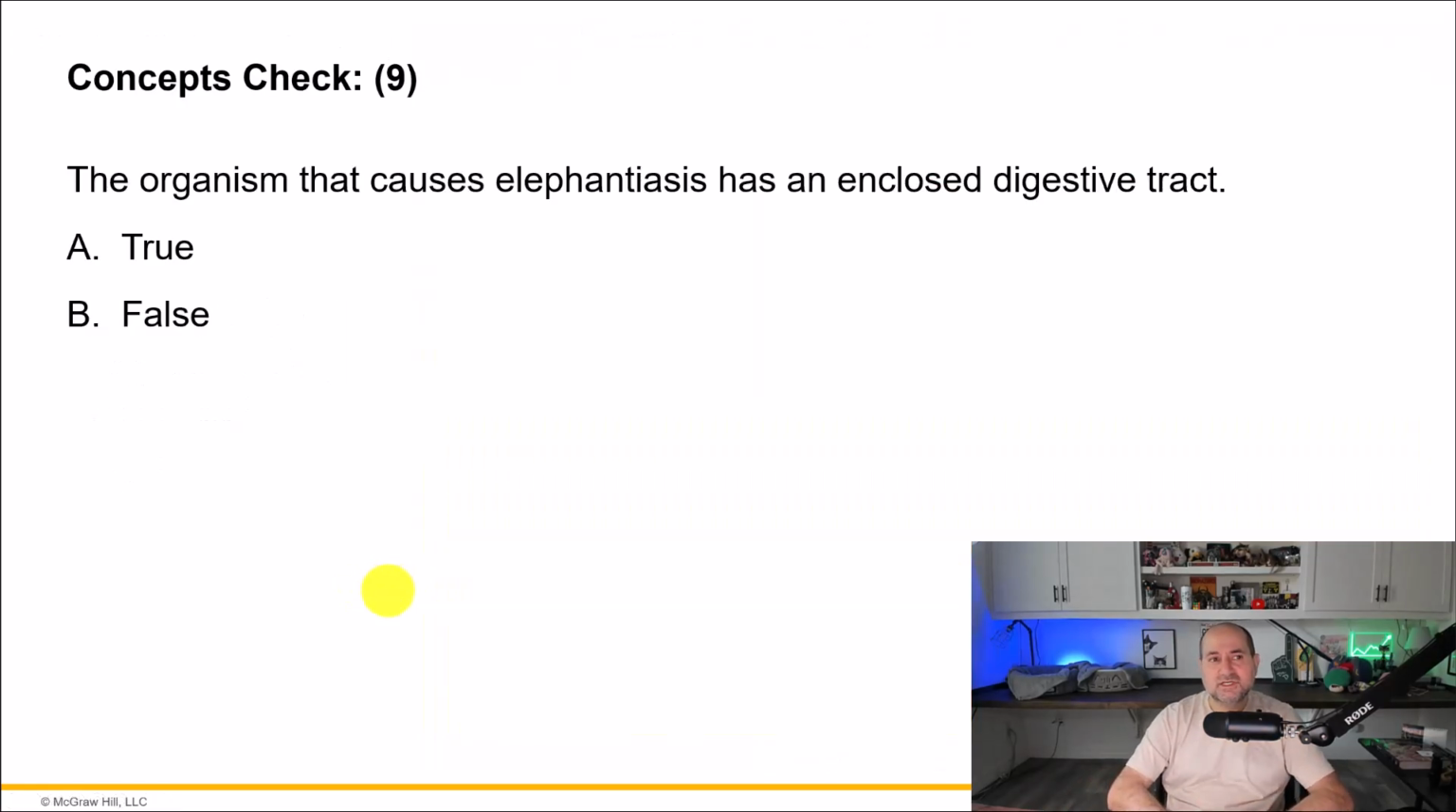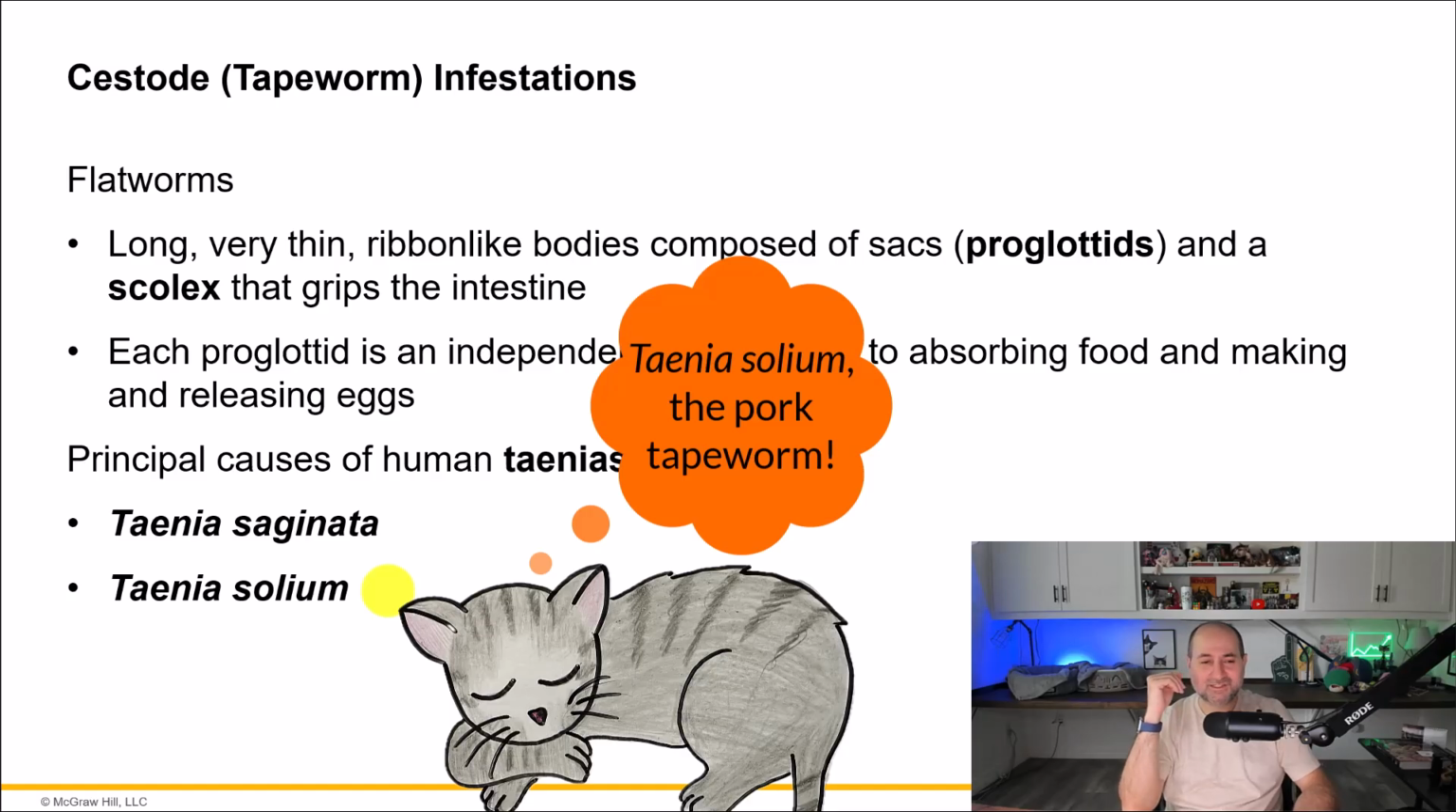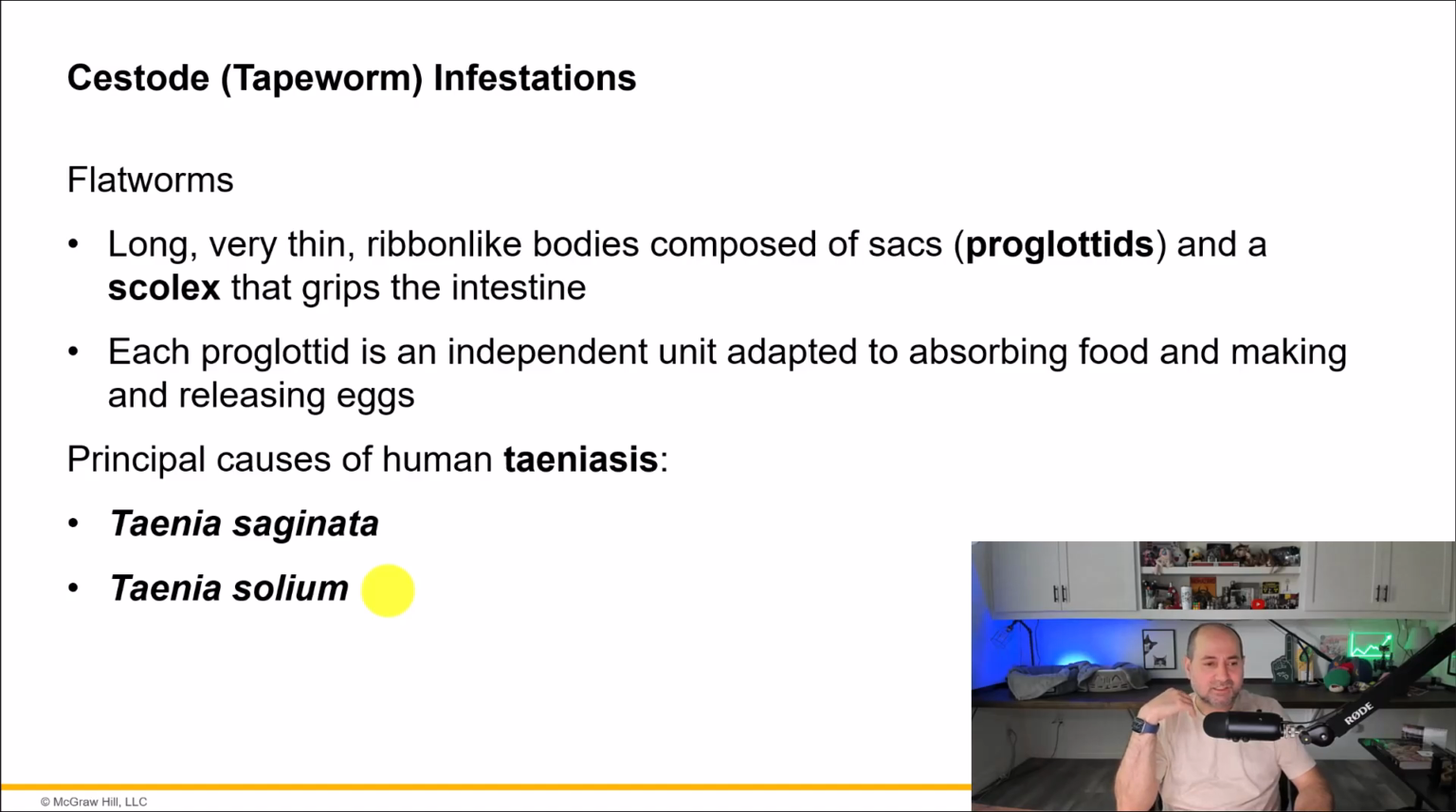Remember concept check number 9: the organism that causes elephantiasis has an enclosed digestive tract. Yes, that's true. And lastly, we talked about the cestodes, which are the tapeworms. We talked about 2 types. And can you beat Wicket? Which one was scarier? Which one did I say you would not want to ingest if you had a choice between Taenia saginata, the beef tapeworm, or Taenia solium, the pork tapeworm? Which one would you try to avoid? That's right, Wicket. As always, the pork tapeworm is the one you would want to avoid, Taenia solium.